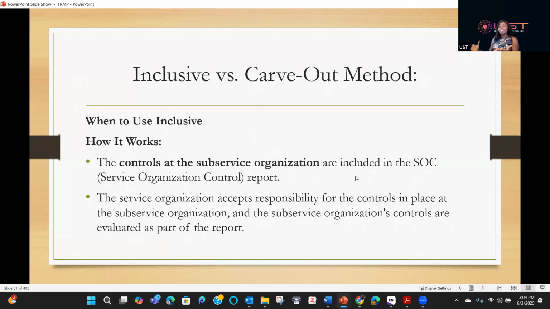And we mentioned that it helps you, maybe if you're on the other side, where you are just assessing, onboarding vendors, performing due diligence, then this is much easier for you, I promise you. The service organization accepts responsibility for the controls in place.